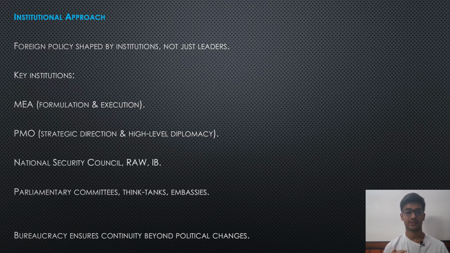So some key institutions, and these are not the only institutions, mind you. There are different factors also, but these are key formal institutions that actually decide what Indian foreign policy will look like. So MEA is the Ministry of External Affairs, and they do the formulation and execution of policy. The policy documents that you may see, the 100, 200 pages of documents, MEA is the one that makes it and ensures that its execution is happening. Through embassies, through its diplomats, it makes sure that this policy is being executed.